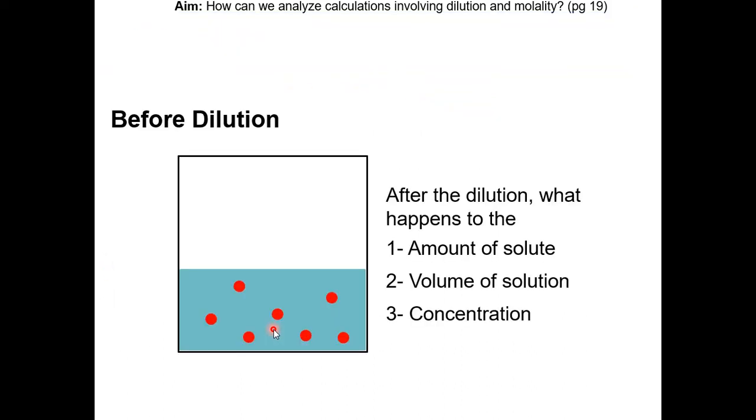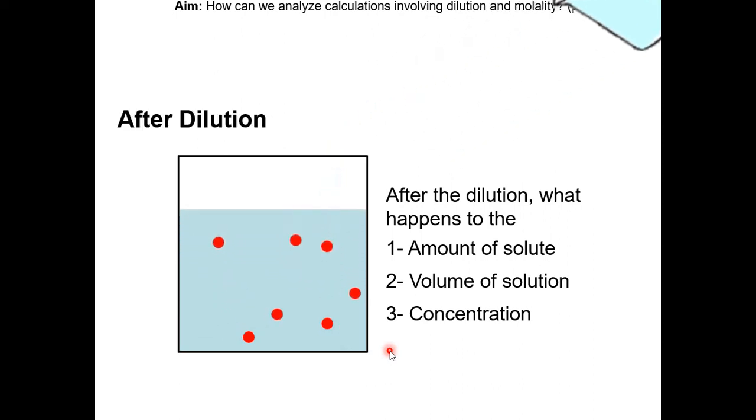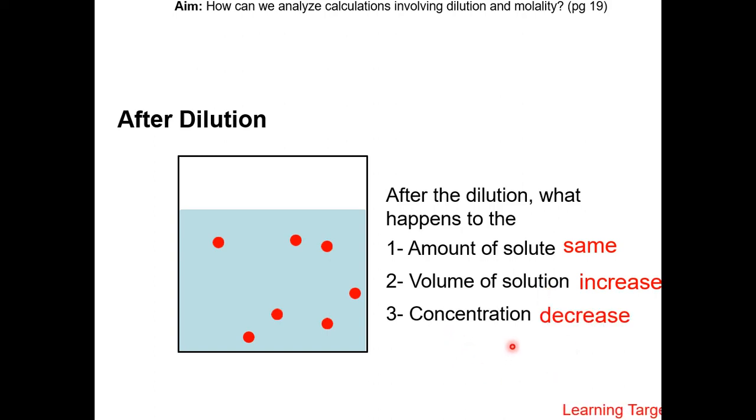Here is a solution. The red particles represent the solute of the solution. We're going to dilute the solution by adding solvent. After diluting the solution, what happens to the following? The amount of solute remained the same, the volume of the solution has increased, and the concentration has decreased.